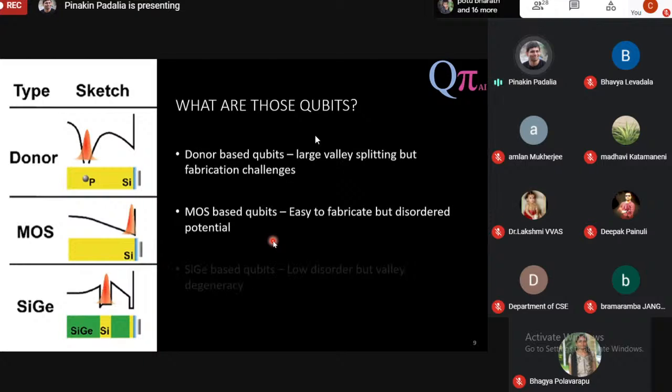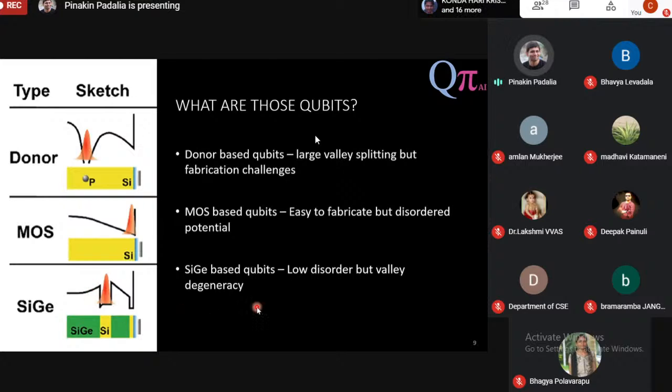The other slightly expensive way would be to have silicon germanium-based quantum bits, or qubits. Here also you have silicon germanium bulk, and then there's a layer of silicon, and that acts as a qubit well, which is a few nanometers thick. It allows for low disorder because you are already away from the interface, and it gives a very nice qubit.